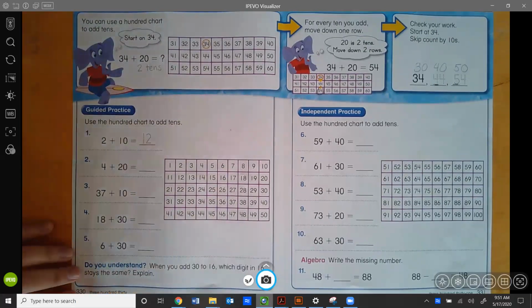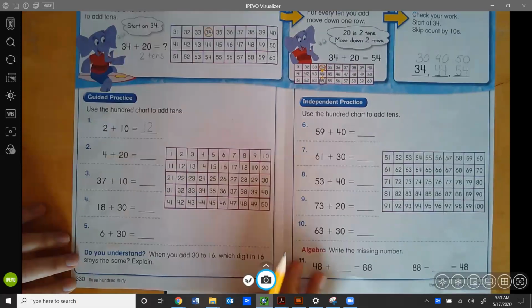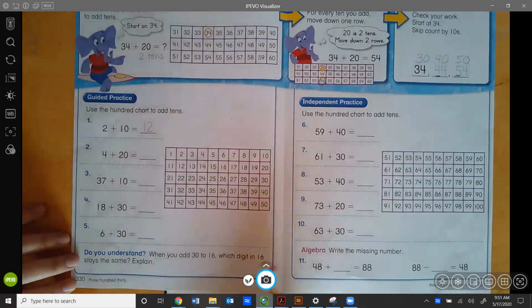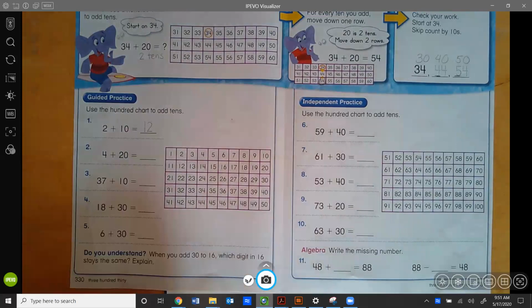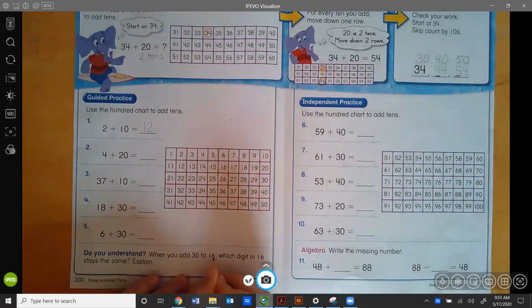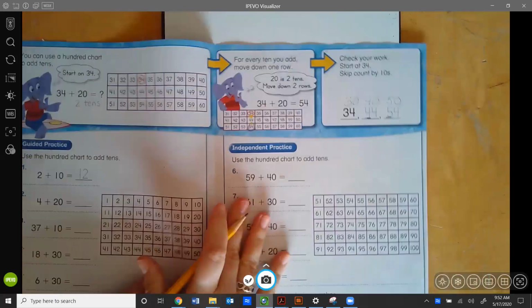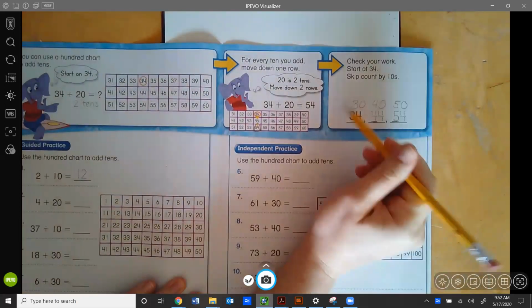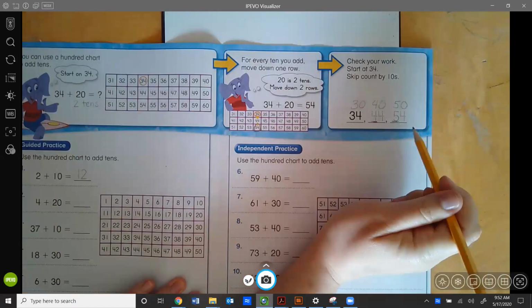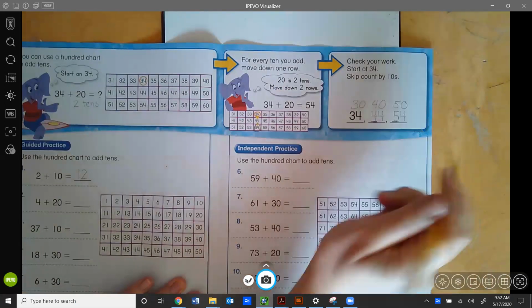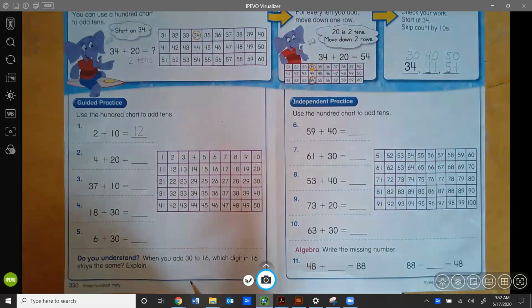You can do the "Do you understand?" section. It says, when you add 30 to 16, which digit in 16 stays the same, and explain. Now, digit is talking about the individual numbers that are in a number. So let's go back up here and remember what I said about this section. You can always rewind and listen to that again as a clue to help you answer this question.